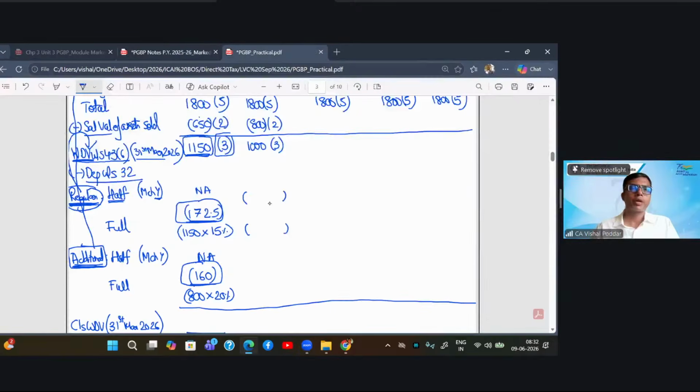Now, since machinery Y is put to use for less than 180 days, I will take half depreciation. Half means half of the rate. What is my rate of depreciation for this block? It is 15%. I can take half, means I can take 7.5%. This 600 is what? It is the value of Y machine. Right? Now comes full. It is all other machines.